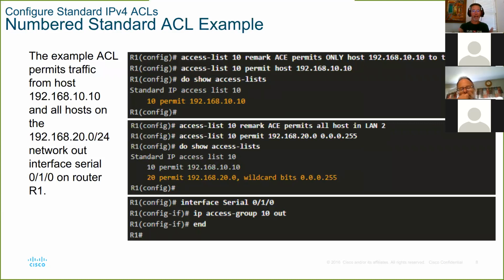You'd be like, I don't get it. I've got the list. I'm looking at the rules. Why are they not happening? And trust me, you drive yourself bonkers for a long time. Now I'm going to apply this to the serial interface in the outbound direction as it leaves the router that contains both of these networks. IP access group 10 in the outbound direction. That's all there is to it.